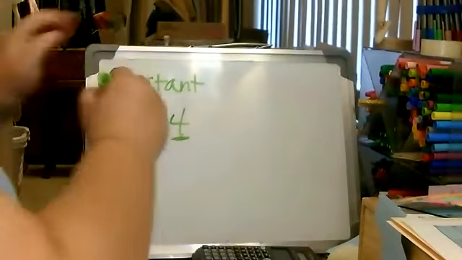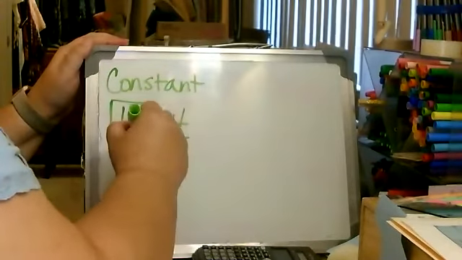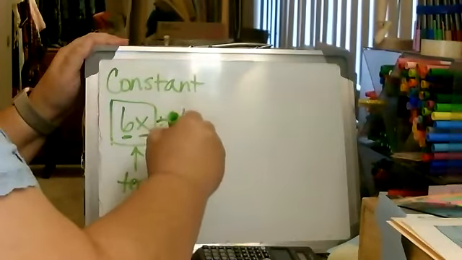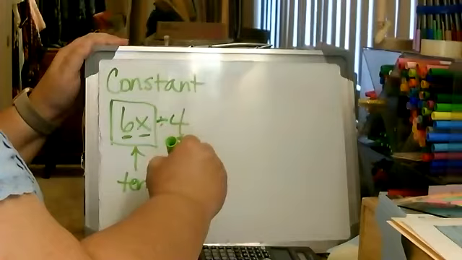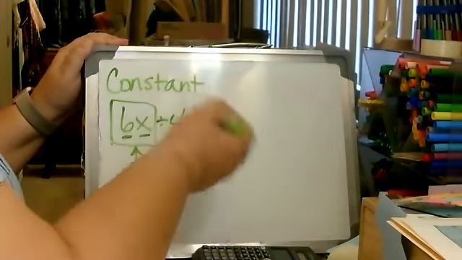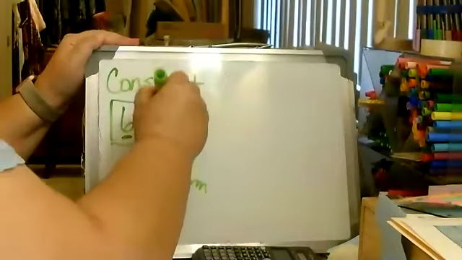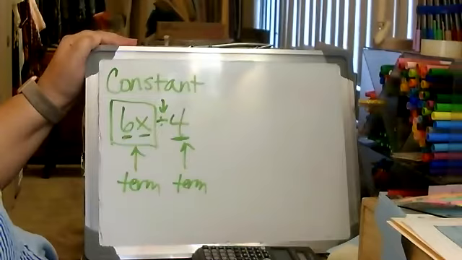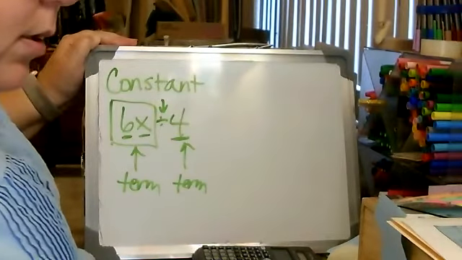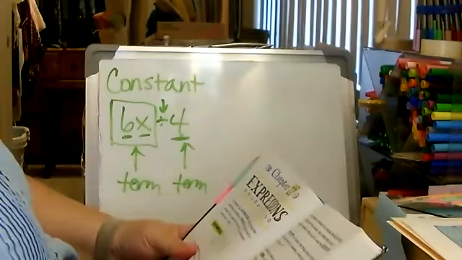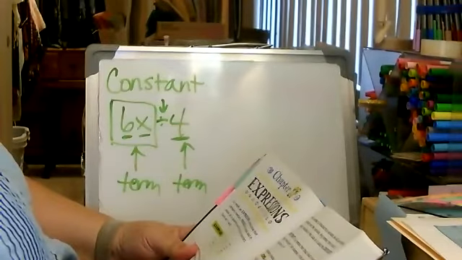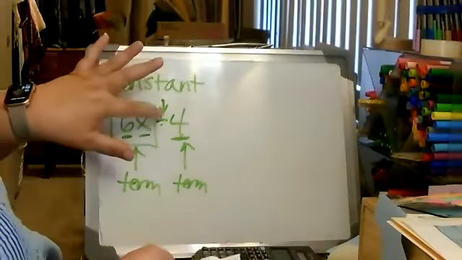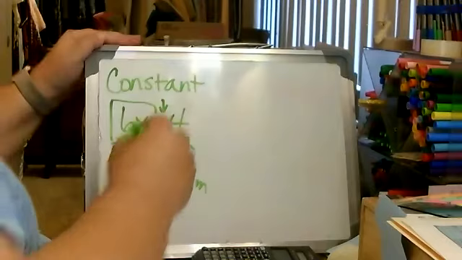So this is a term. This also is a term. So it's a part of an expression that is separated by a directive symbol. I guess this was supposed to actually be a plus, but it's still the same thing.